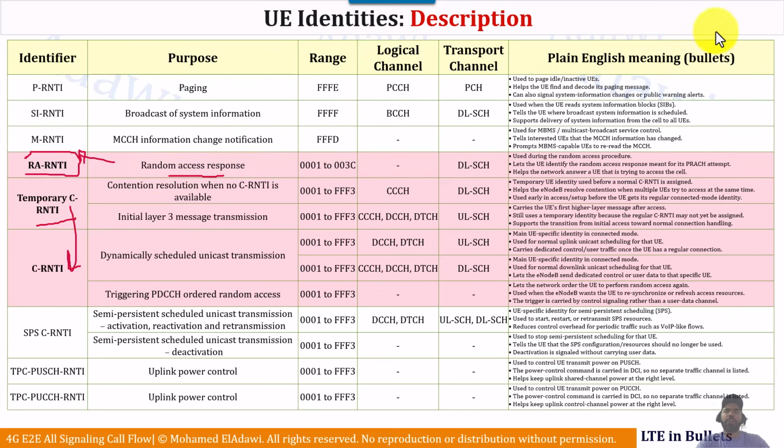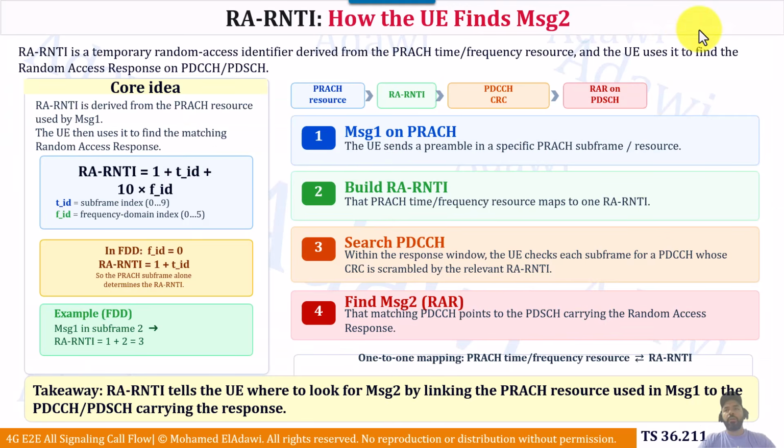So let's see what we have in the next slide, which will explain exactly how this RNTI is, first of all, generated by the user and how it's being used by the network and the user, or BTS and the user, to decode the random access response message. If you look into the title, it is saying RA-RNTI. It's mainly answering one question: how does the user find message 2, even though there is not yet any temporary identifier assigned by the network?